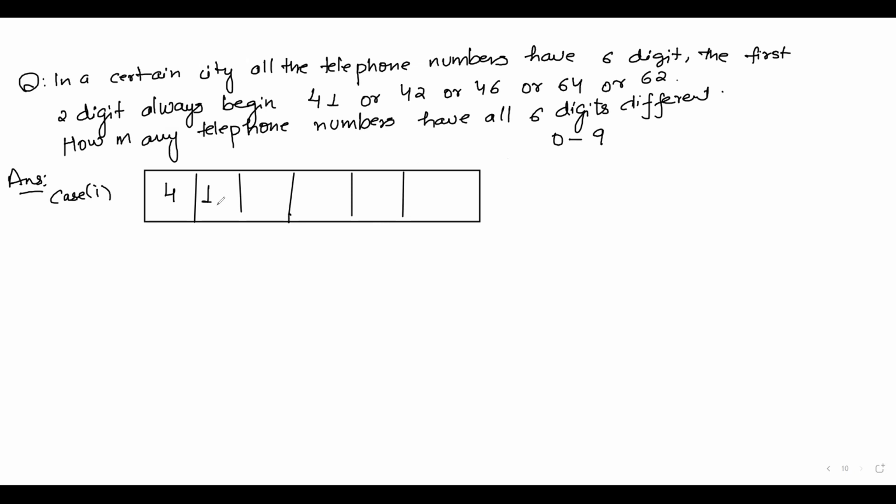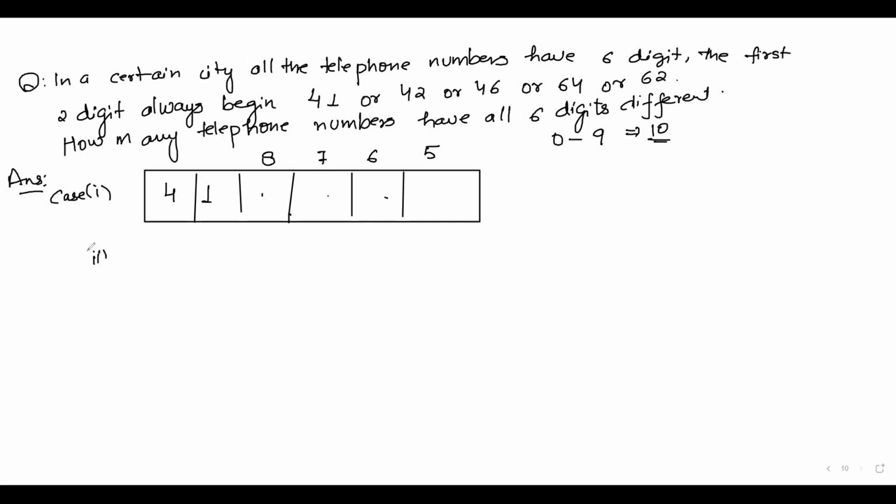So 2 digits we have already used, and as we need to find all the 6 digits different, that means repetition is not allowed. Now we have the 4 places. Can you tell me this place has how many options? This has 8 options. 0 to 9 total are 10 digits, 2 we have already used. So these are the 8 options, then 7 options, then 6 options, then 5 options. Is this correct? So this case 1, we can multiply all this.